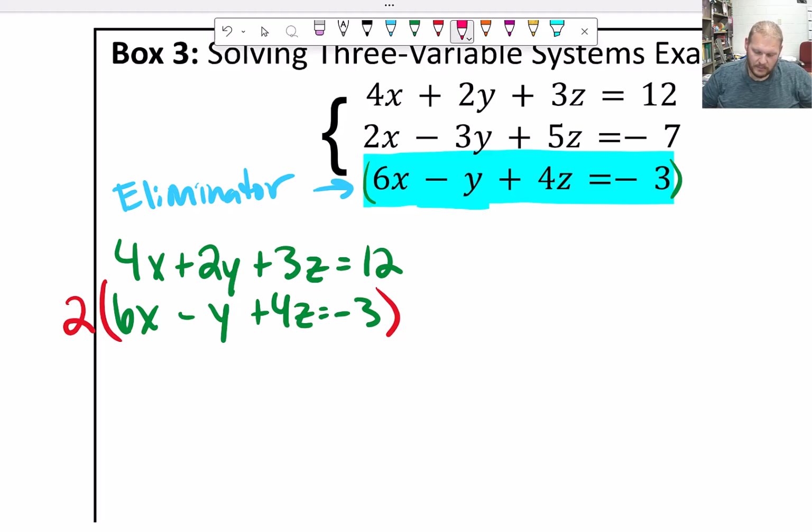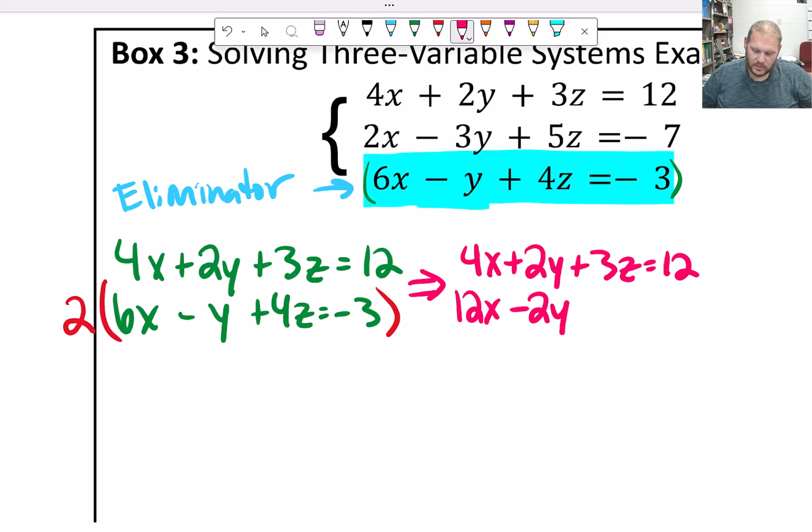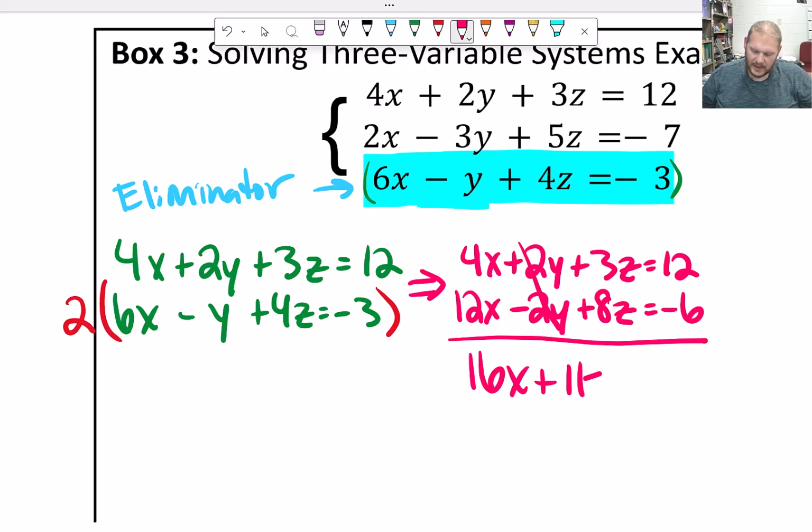So that would mean that this equation becomes, right, my 4x plus 2y plus 3z equals 12 stays the same. My bottom equation becomes 2x minus 2y plus 8z equals negative 6. And so when I add them up, my y's cancel out. 16x plus 11z equals 6. So I've taken that pair of three-variable equations and gotten it down to just x's and z's.